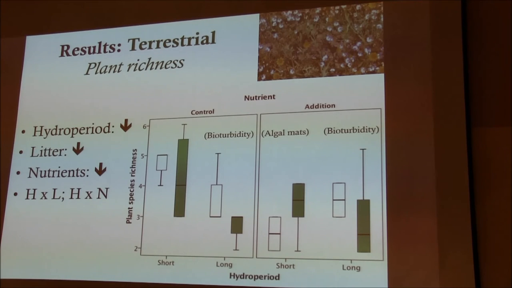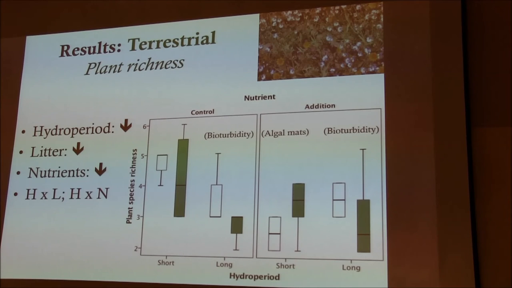Okay, so upon desiccation, what happens? Well, the terrestrial plants just get hammered by everybody. So with hydroperiod increase, you get a decrease in plant species richness, and this is because of that bioturbidity and that mixing up of the sediment that tadpole shrimp and clam shrimp are doing. You get this reduction in plant species richness. And then over here in the short hydroperiod, with nutrients added, that's where you have the algae skyrocketing, and so they're suppressing the plants in that treatment.